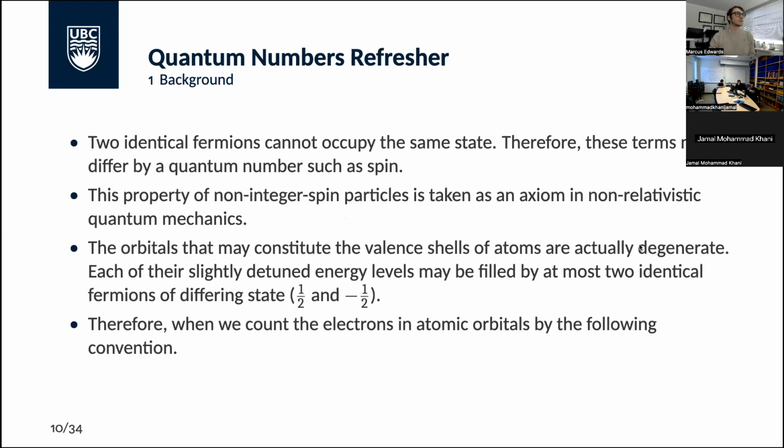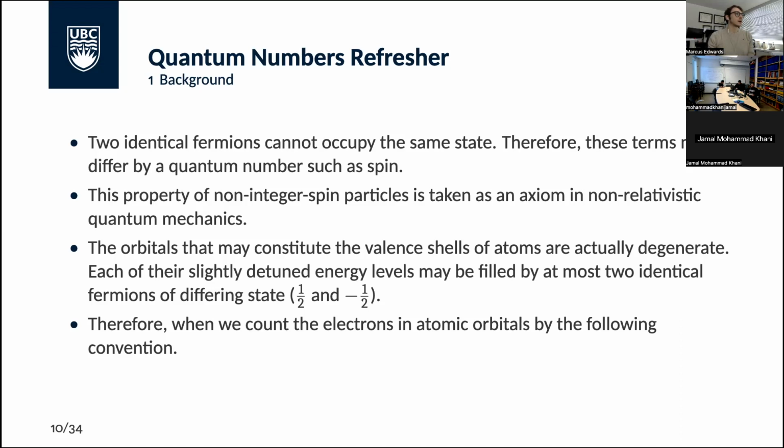But just to remind you exactly what's going on here with our quantum numbers, let's have a quantum number refresher really quickly. Two identical fermions, as you know, cannot occupy the same state because of the Pauli exclusion principle. Therefore, two identical fermions must be in different states. If fermions are in the same orbital, their terms must differ by a quantum number such as spin. And this is taken as an axiom in non-relativistic quantum mechanics, so I don't have to derive that.